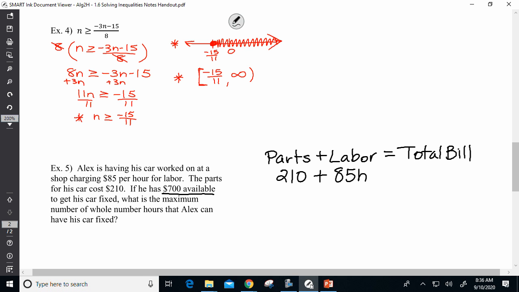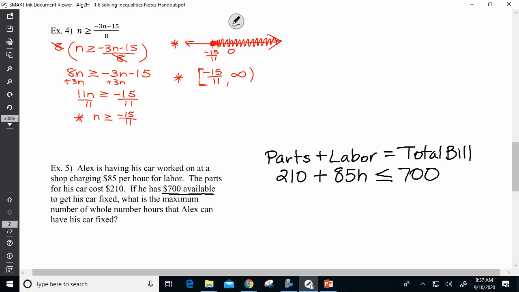He has $700 available, so that means he can spend less than 700. He can spend exactly 700, but he can't go over 700 because he doesn't have it. So $700 available, based off of this problem, means less than or equal to 700. Let's pause for a second. Any questions on the setup? Okay, John, you're good.